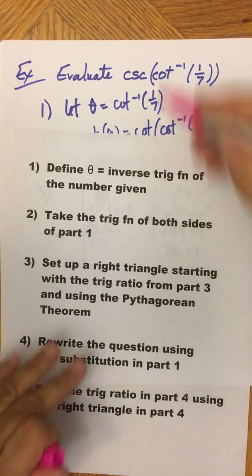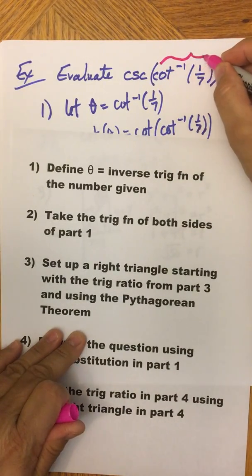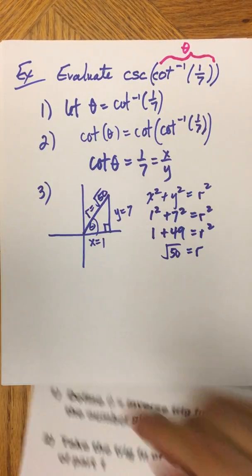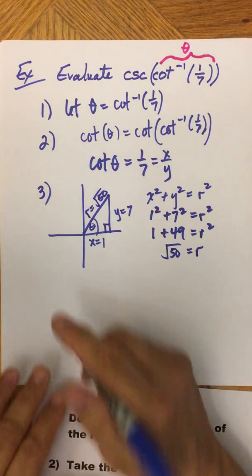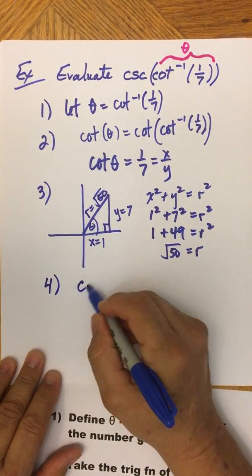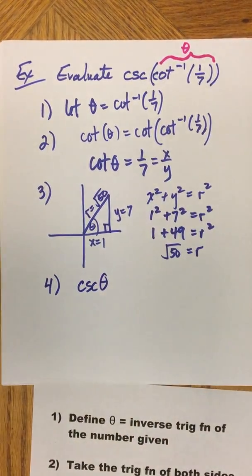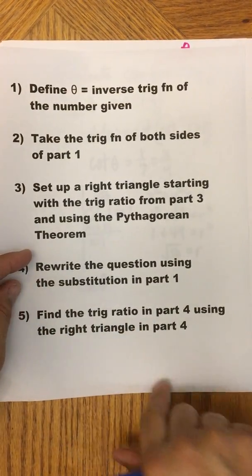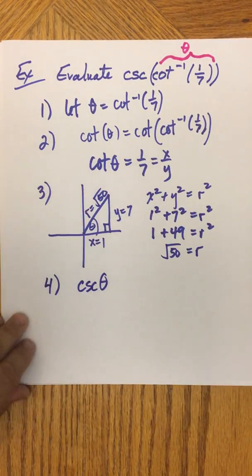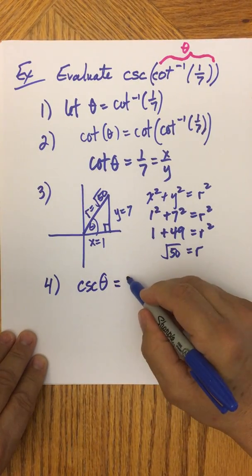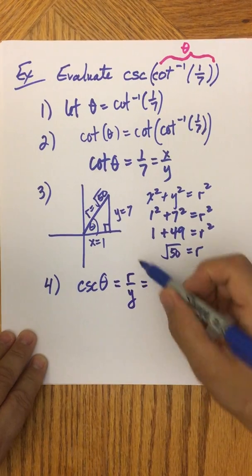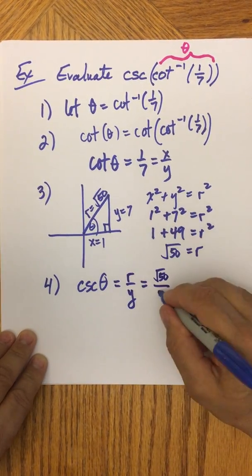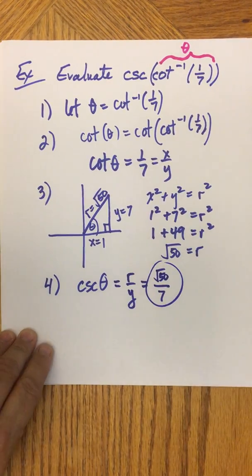Then I'm going to say that all of this is actually theta right here. Okay. So now I'm going to rewrite this in part 4 to say what I'm really looking for then is cosecant of theta. That's really what I'm looking for. And now I can actually find the cosecant of theta given this right triangle. I know cosecant is defined as r over y. So r is square root of 50. Y is 7. And that is my answer.